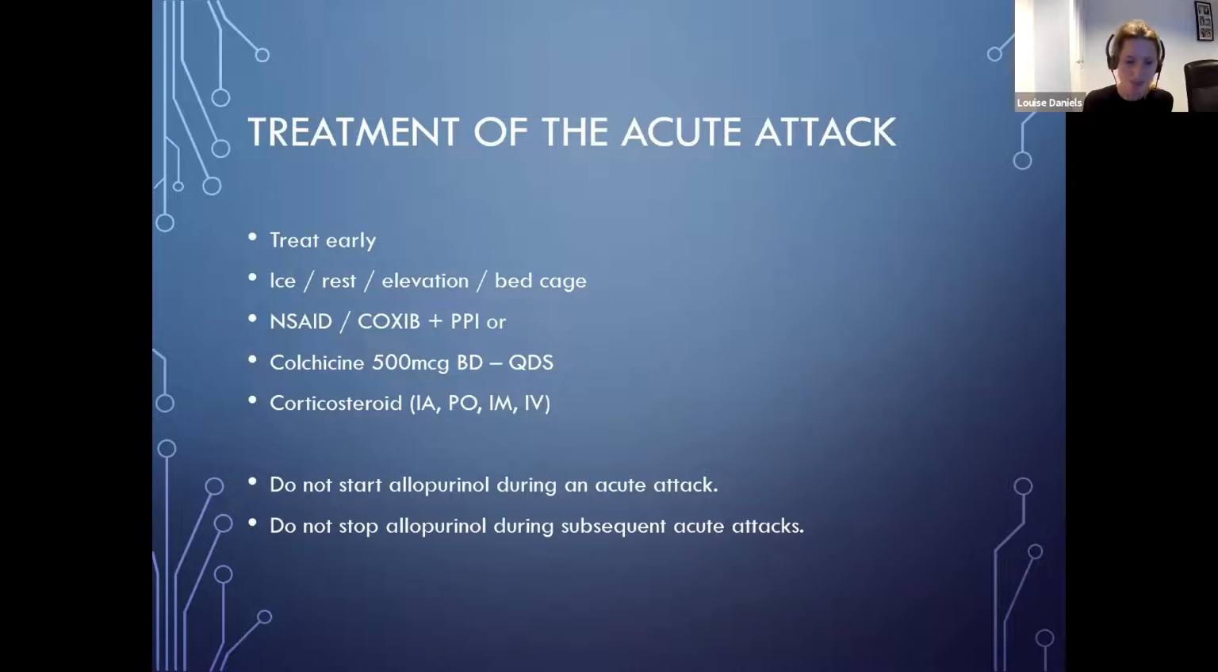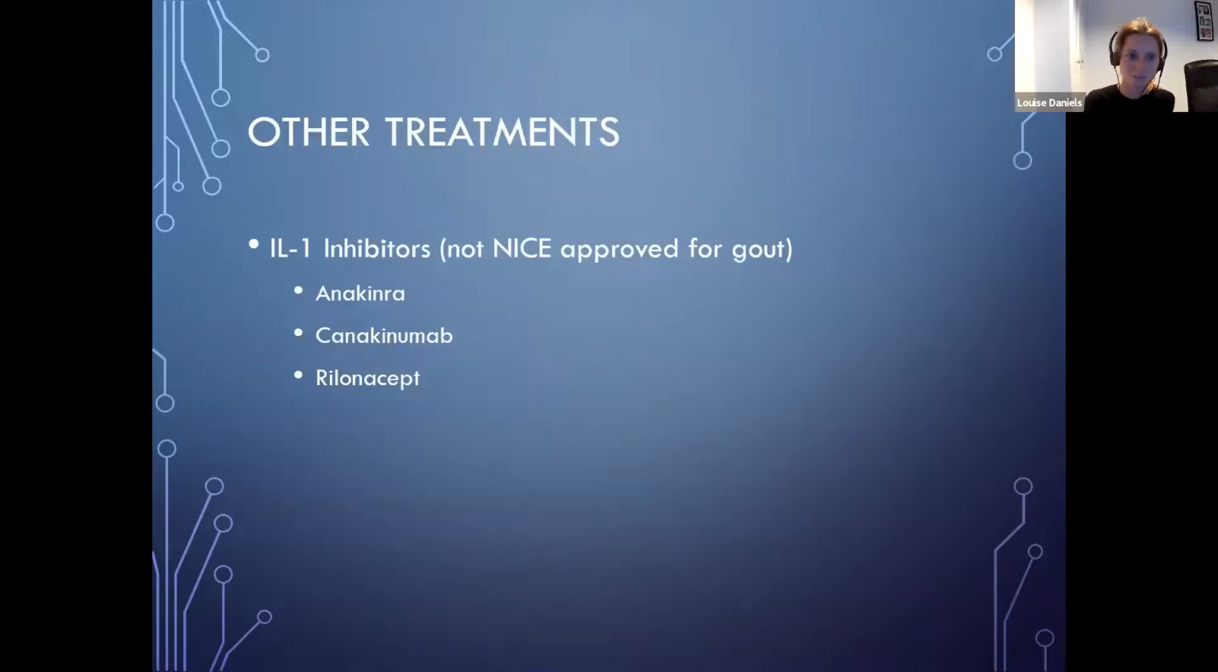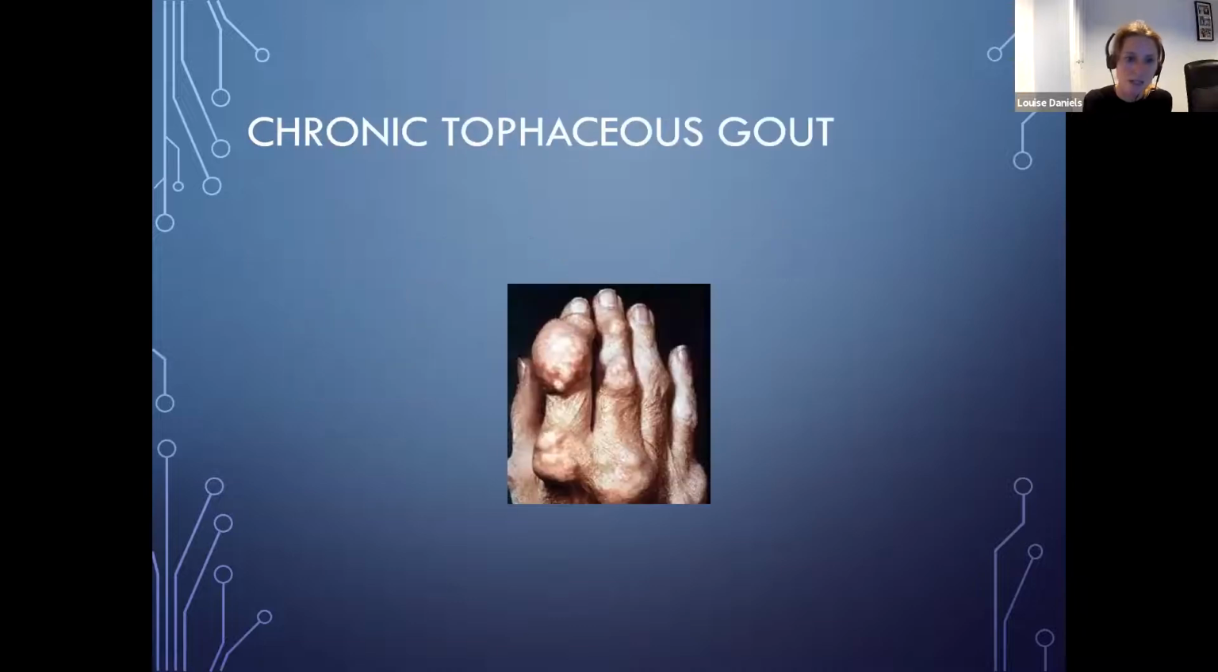The other important thing to note is that although we say don't start it during the acute attack, it shouldn't be stopped during subsequent acute attacks. So once they're on allopurinol, provided they tolerate it, they stay on it. There are other treatments available for acute attack, not NICE approved. I've mentioned them just so that you're aware that they exist, but I'm not planning on going over them in any depth. So that's things like anakinra, canakinumab, and rilonacept.